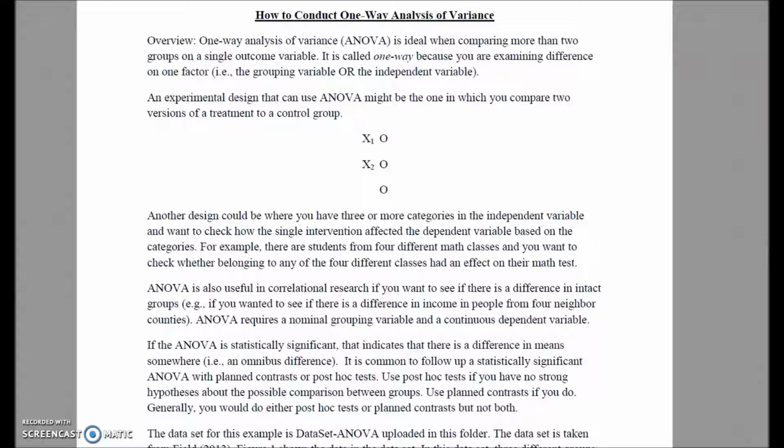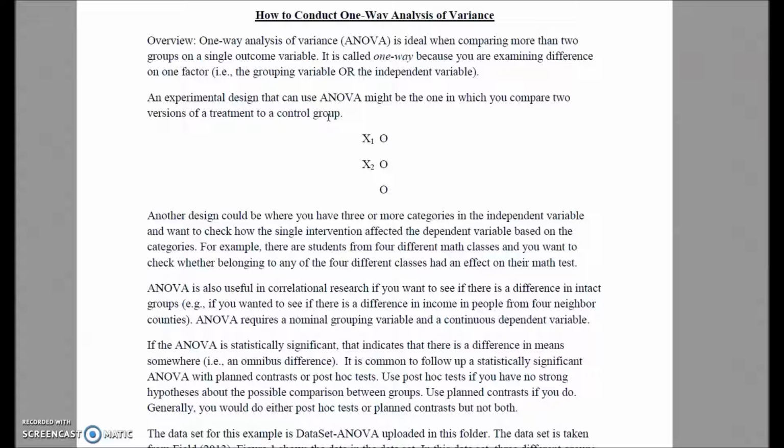But the groups are more than two. That is why I have to end up doing an ANOVA. So like here, if you look at that symbol, that means I have three groups. I have a treatment 1 that I do, I have a treatment 2 that I do, and then I have a control group. So I have two versions of a treatment group and a control group.